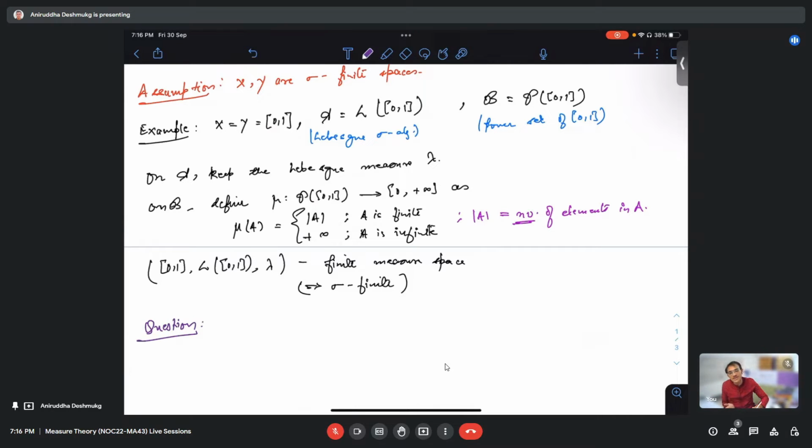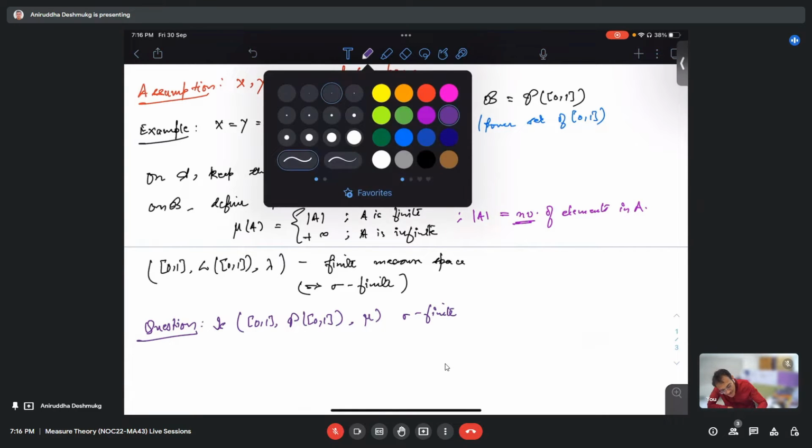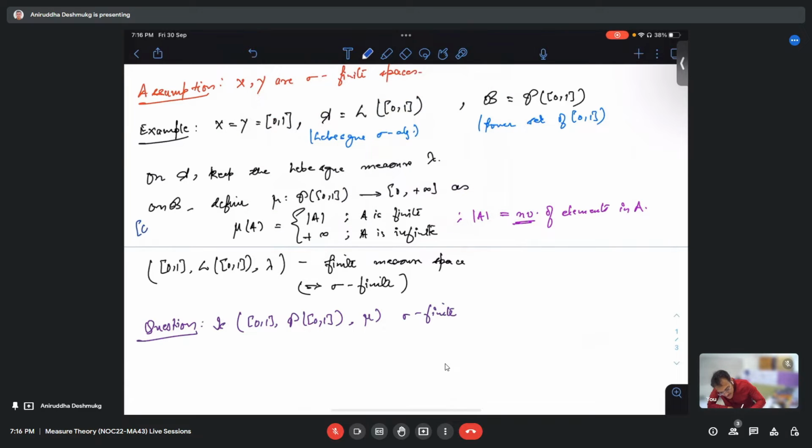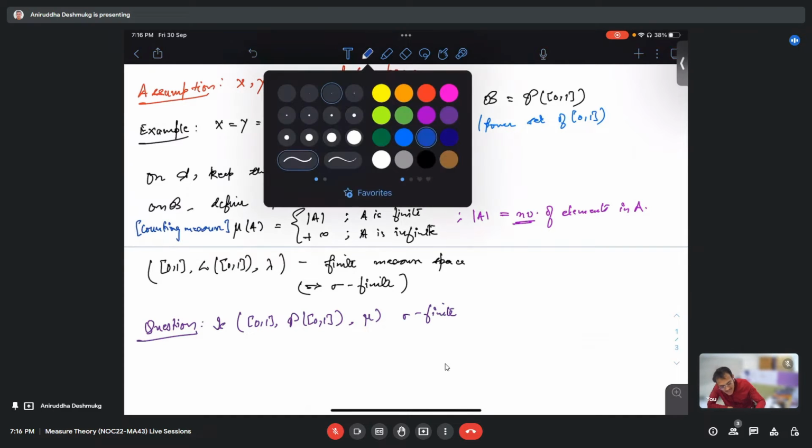But is it sigma finite, that means can we decompose it into countably many spaces, each of which is of finite measure? Is [0, 1] with the power set sigma algebra with the counting measure sigma finite? And yes, I never really mentioned it here. Let me write it. This is called the counting measure, because we are really counting the number of elements. And one can easily check that this is a measure.